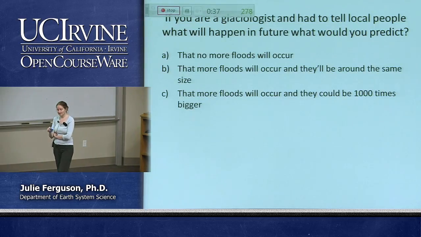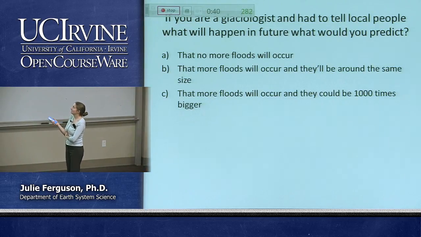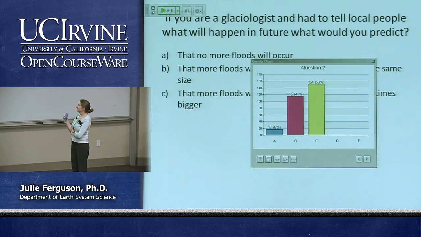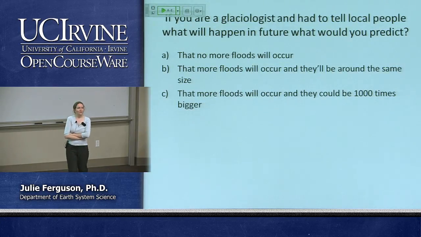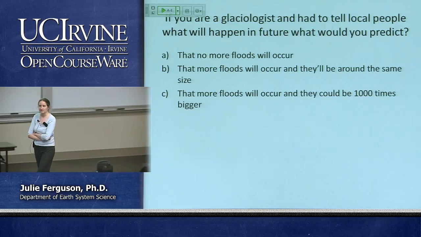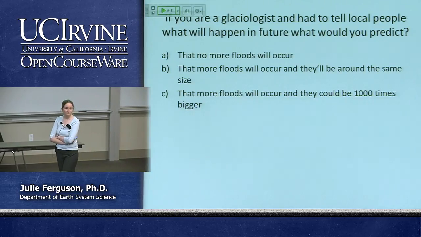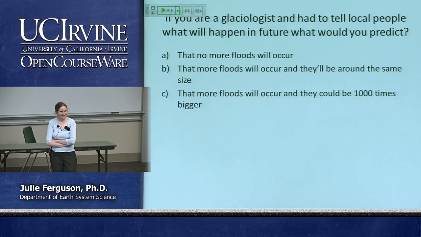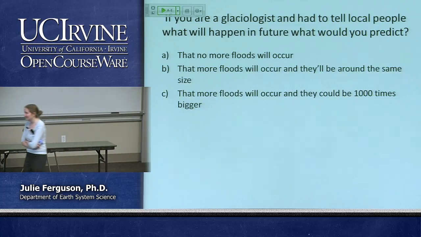Okay, any more answers? Right, let's take a look. See if you have a future as a glaciologist. I don't know. If someone put that they would be about the same size, why did you put that they would be about the same size? No one is being brave enough to tell me. You were right if you put that they would be the same size. So tell me why you were right. Yeah.